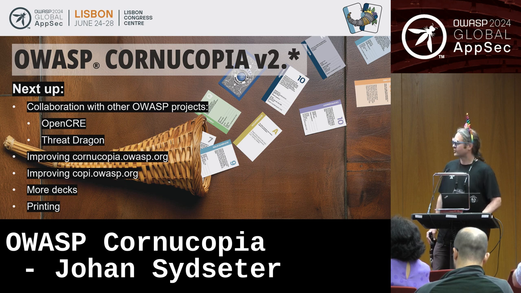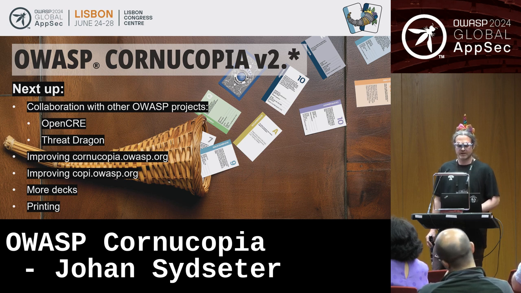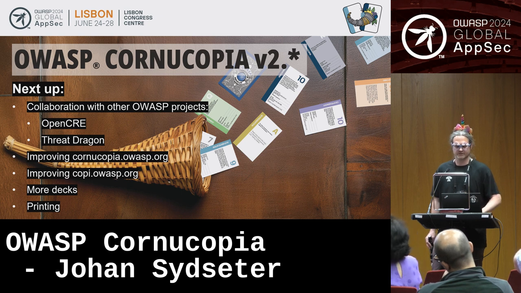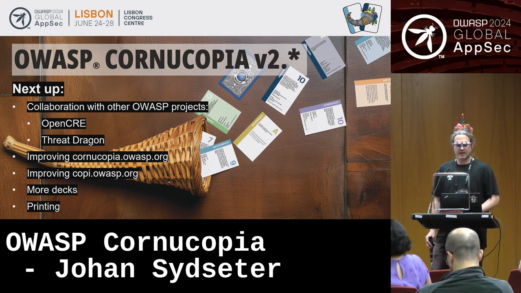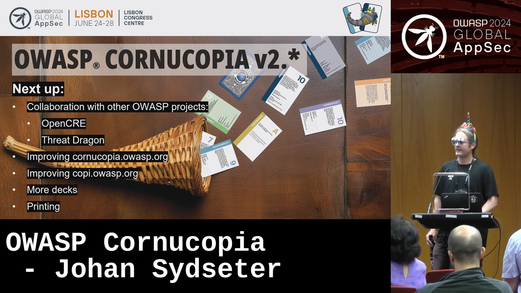So even though OWASP Cornucopia is more than 10 years old, we still have a lot of plans. First and foremost, we want to get ready for collaboration with other OWASP projects, OpenCRE and OWASP Threat Dragon being two obvious choices. We also want to improve the main website. We have a lot of extra information related to the cards themselves that can be used in relation to the game, and we want to publish that and make it available so that it's easy to find and read for the players. We also want to improve Copy. We still have a lot to do in order to be able to provide online resources readily available in multiple languages, and we will be working towards making sure that that is the case.